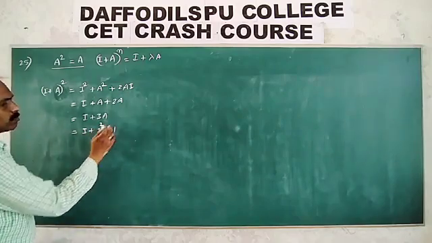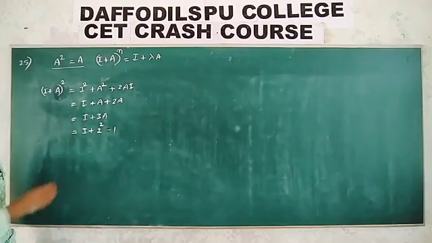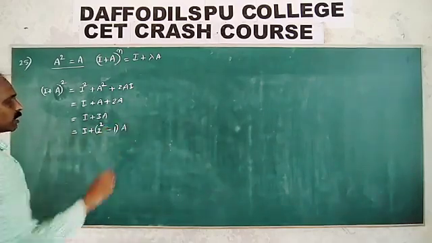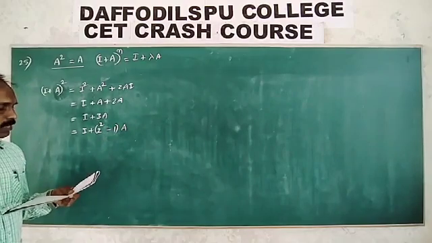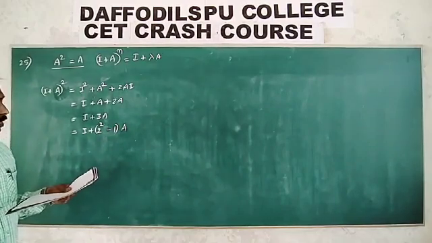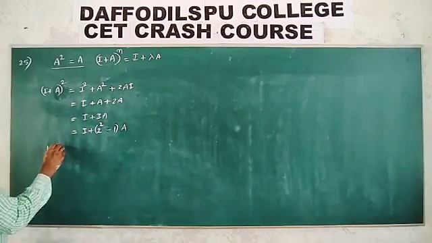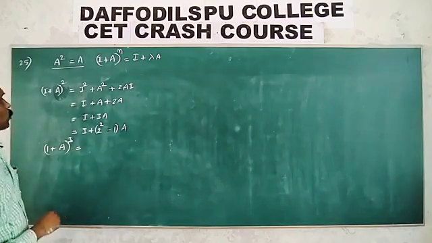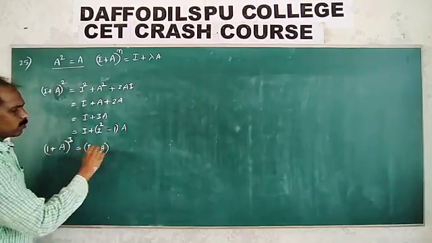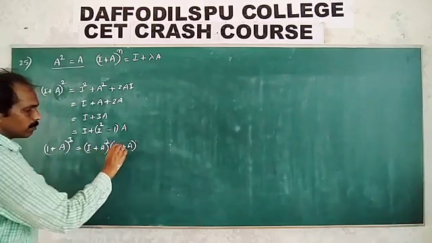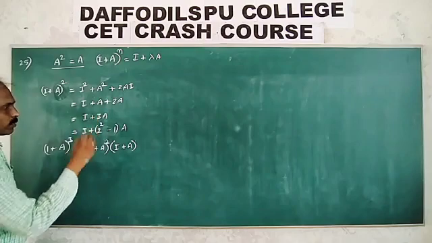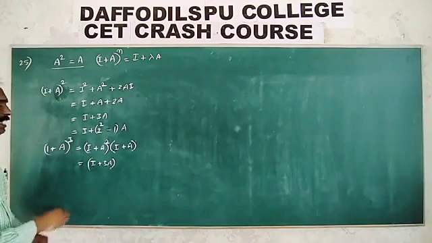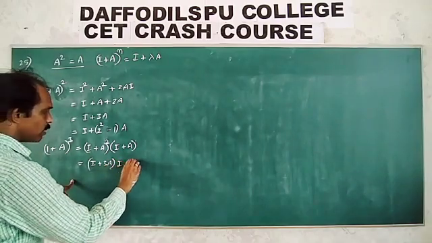And the 3 can be written as 2 square minus 1. 2 square means 4, minus 1, right? So 2 power n minus 1 is possible, right? Next, (I plus A) whole cube. Next, (I plus A) whole cube means (I plus A) whole square into (I plus A). Already (I plus A) whole square is I plus 3A, then into (I plus A).